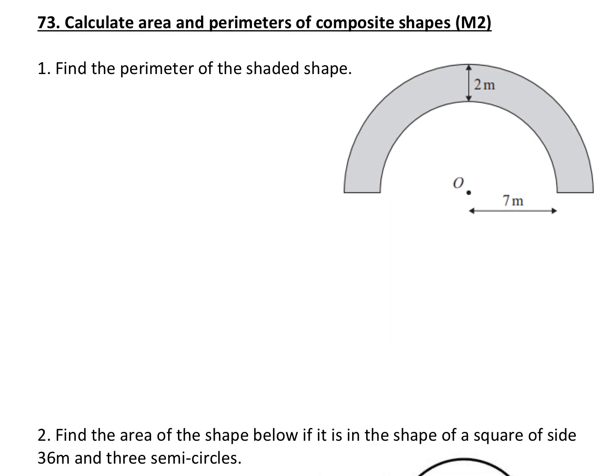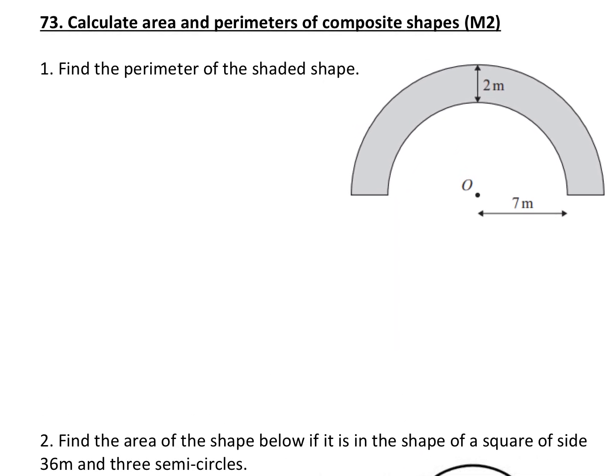Okay, in example 1, we have to find the perimeter of the shaded shape. So we need to know these distances here. There's 4 distances to work out. I do know that the distance between the two lines is 2. So this and this would be 2. So 2 for the bottom here and here. I now then need to work out this one.